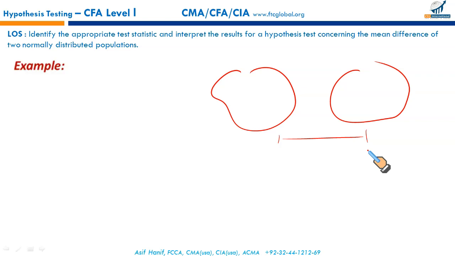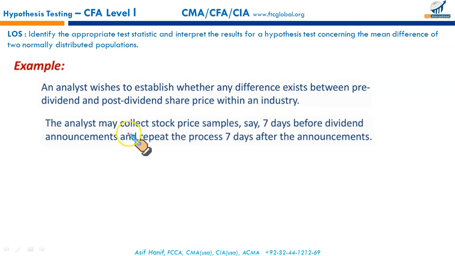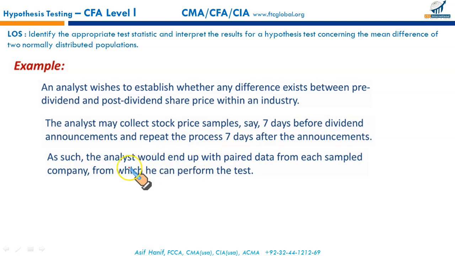For example, an analyst wishes to establish whether any difference exists between pre-dividend and post-dividend share price within an industry. That's what he wants to establish. So the analyst may collect stock price samples, say 7 days before dividend announcements, and repeat the process 7 days after the announcements. As such, the analyst would end up with paired data from each sample company, from which he can then perform the test.